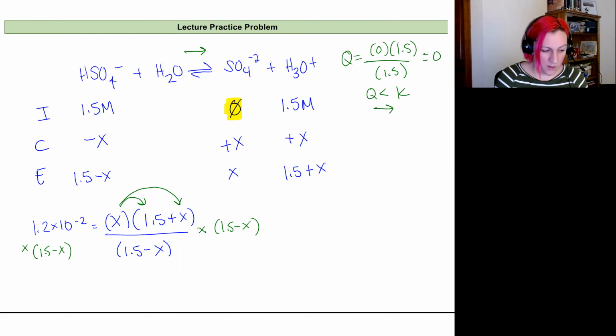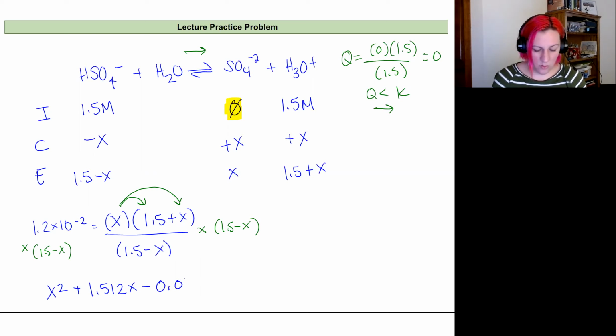And as I do that and start to solve, I'll be able to rearrange this into an equation that looks like x squared plus 1.512x minus 0.018, and that'll all be equal to 0. And so I've been able to get all my x values on one side of the equation, but with both an x squared and an x, I need to set this up for the quadratic equation. Remember, this x squared in front is going to be a, b, c. I'm going to plug this into my quadratic.